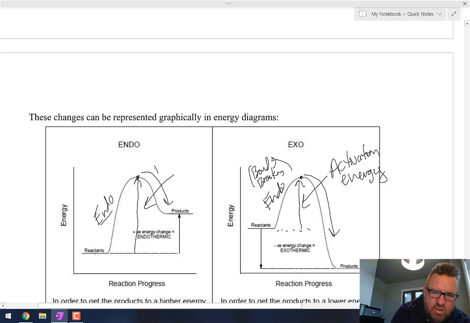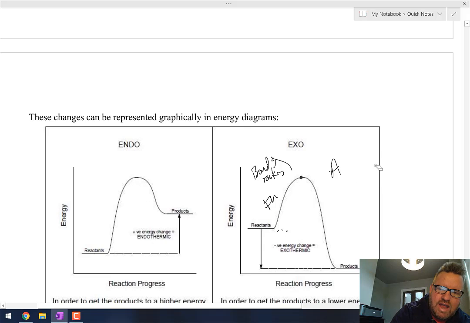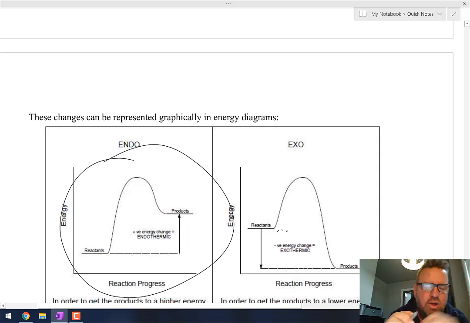And this part right here is now the exothermic part. Okay, now you'll notice here in these two different energy diagrams that overall, this one here on the left is endothermic. Now, why is that?